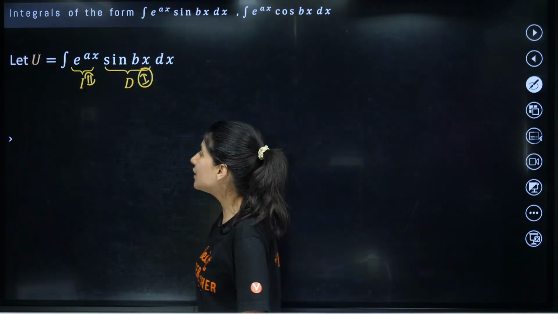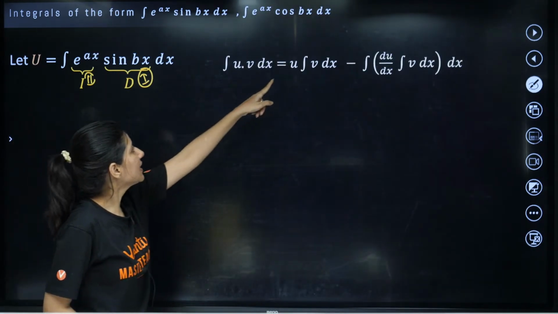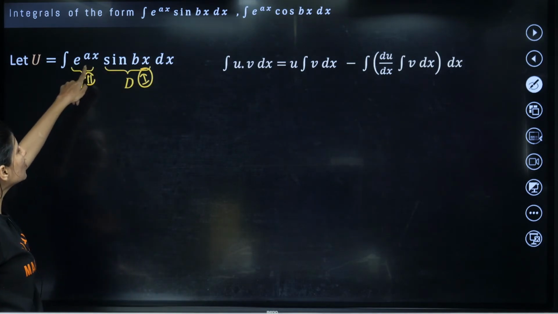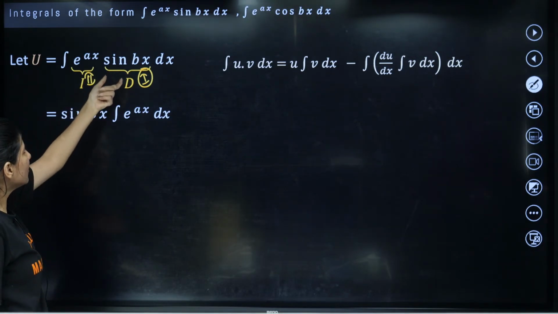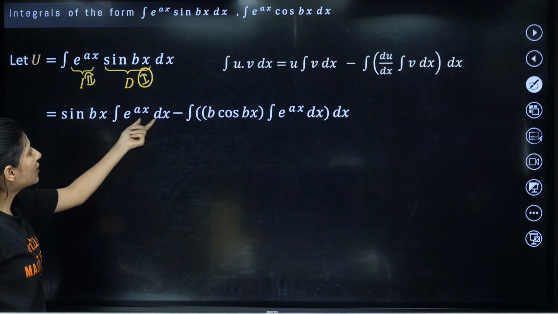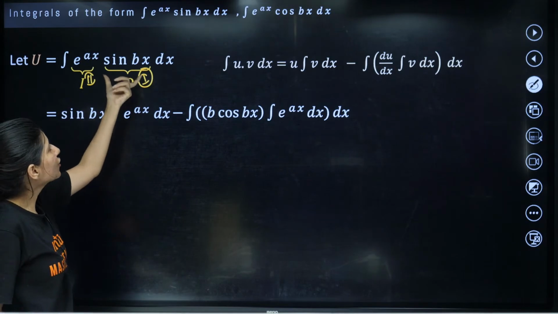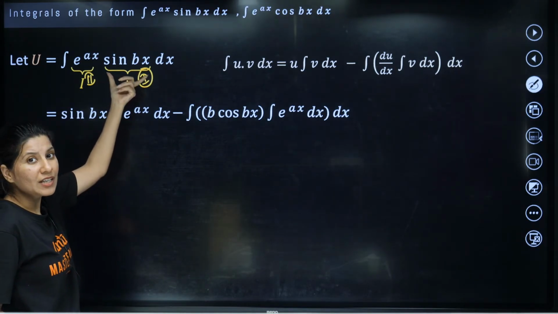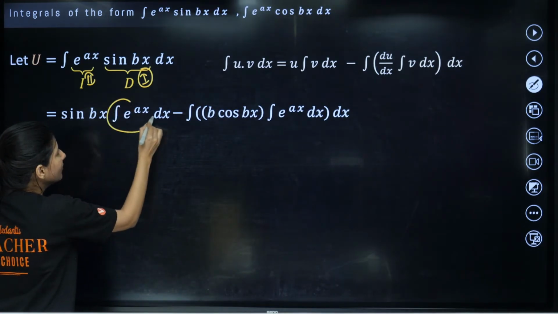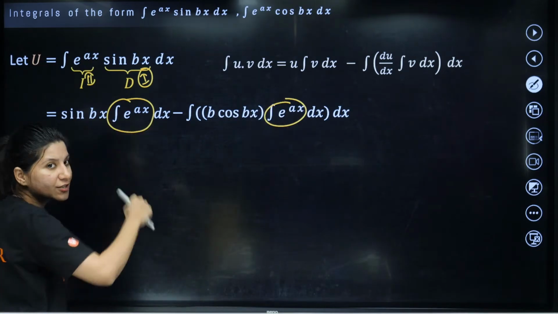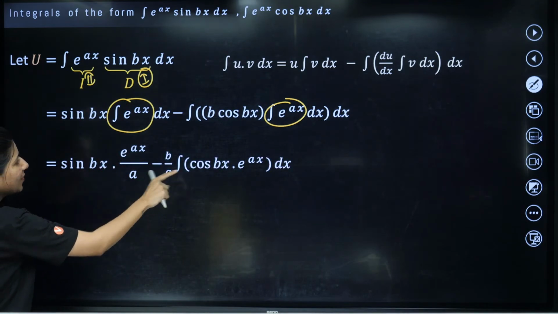Now apply by parts. First function constant, sin bx kept as it is, integral of e raised to power ax. So sin bx first function constant, integral of second function, minus derivative of first function. The derivative of sin bx will be cos bx into b, and integration of the second function. So the integration will be e raised to power ax upon a.